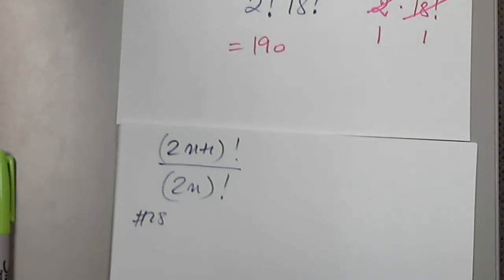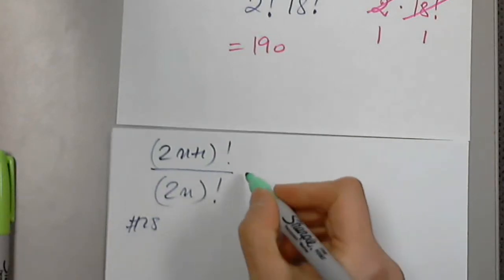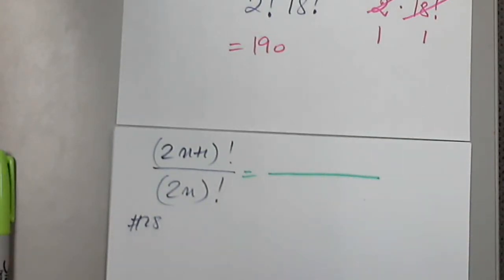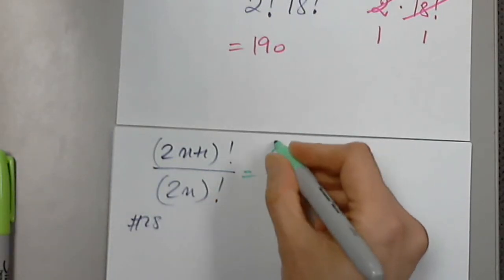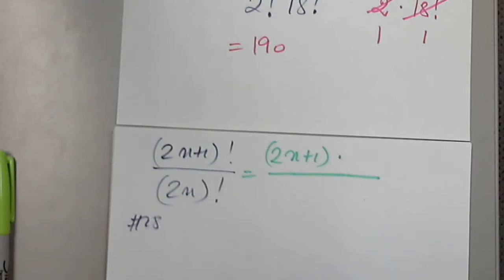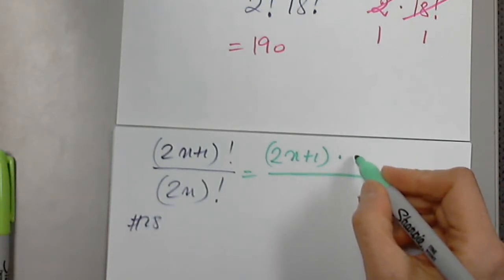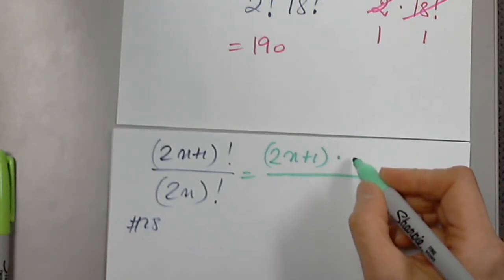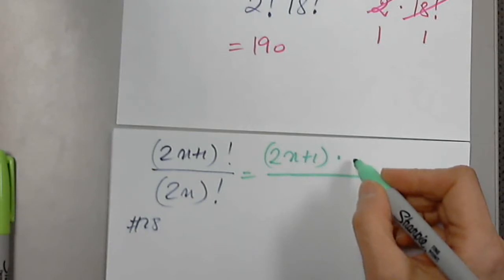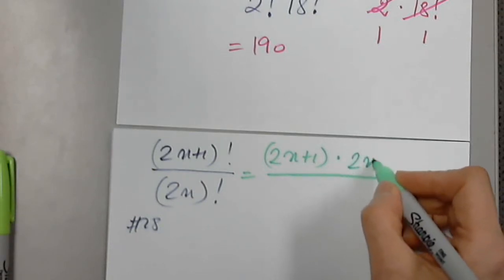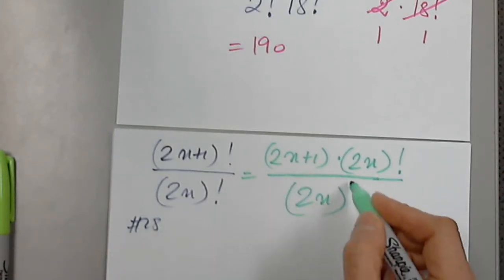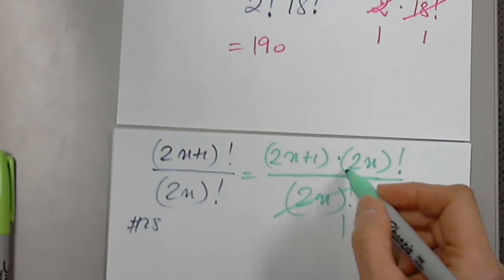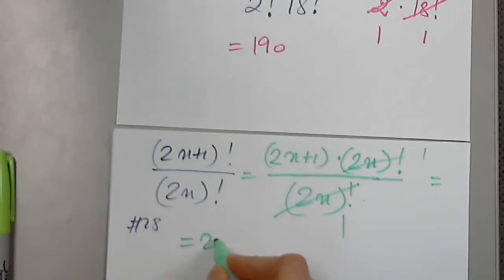Okay, so the same question here, we are asked to completely simplify this. And which one of these two is bigger? 2n plus 1. Right. So I will write 2n plus 1 multiplied by, what do you think? 2n factorial. Very good. And I see the denominator is 2n factorial. I'm simplifying factors. And the simplified form is 2n plus 1.